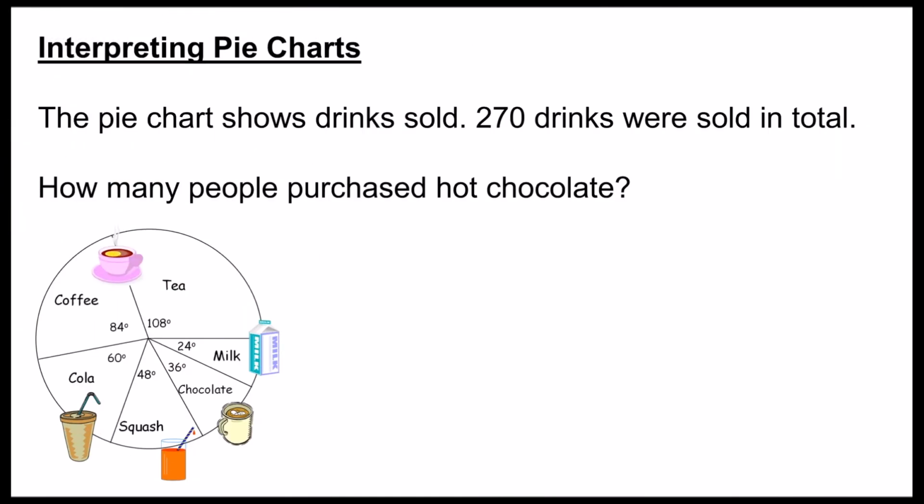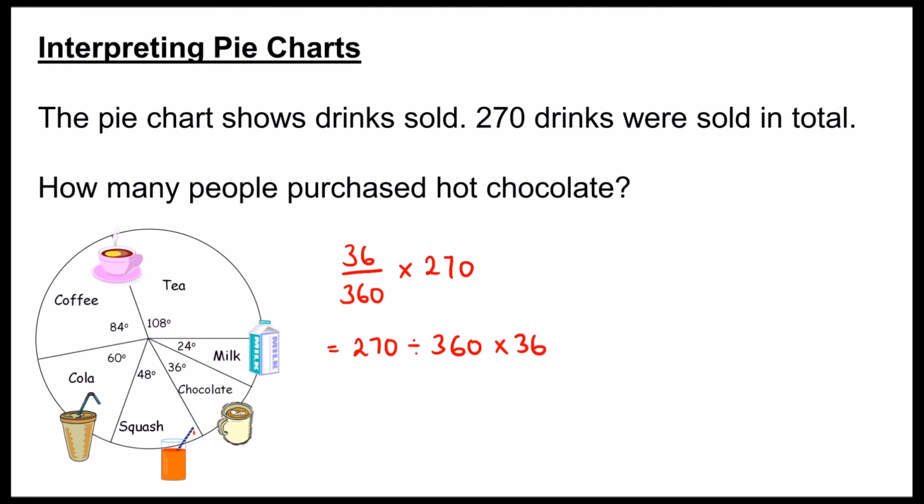In this last example, I'm asked how many people purchase hot chocolate, so I can do the same thing. I know that hot chocolate is represented by 36 degrees, so I need 36 out of 360 times by 270. That is the same as saying 270 divided by 360 times by 36. I can use my calculator to get this answer.